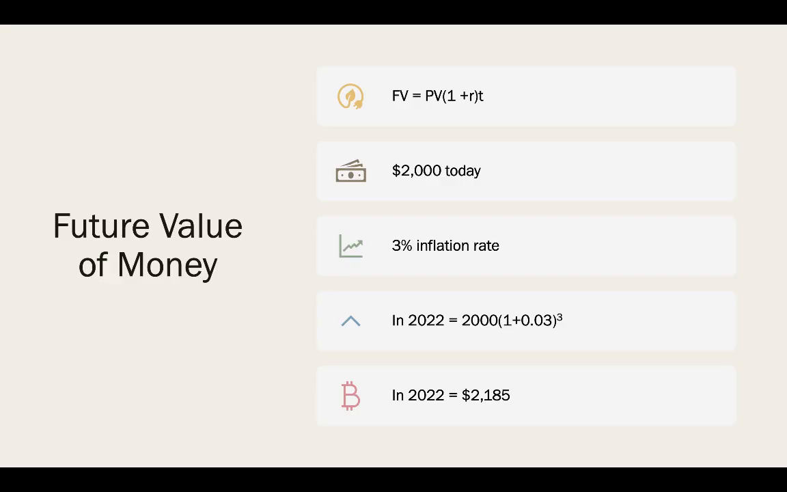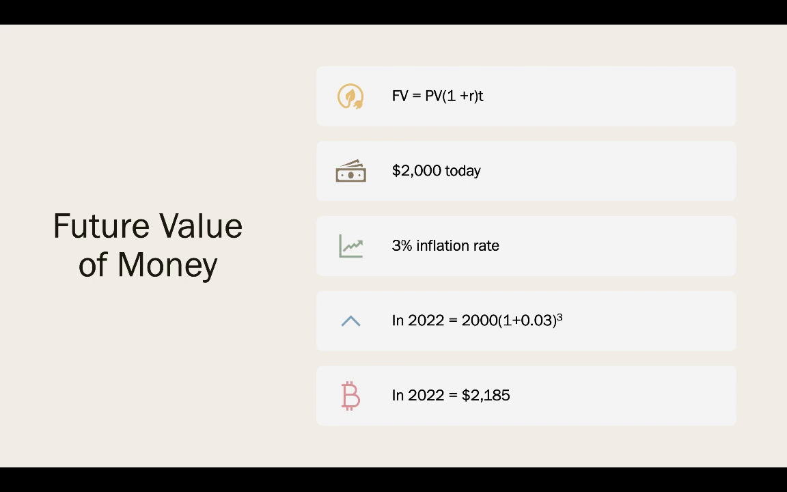So remember, our future value of money equals the present value, that 2,000, times 1 plus the interest rate, or the inflation rate in this example, raised to the time period that I'm going forward. If we go ahead 3 years, and we are estimating a 3% inflation rate over those 3 years, I've got $2,000 right here, right now in 2019. In 2022, I've got that $2,000 times 1 plus 0.03, since it's a 3% inflation rate. I'm going ahead 3 years, so it's raised to the power of 3.